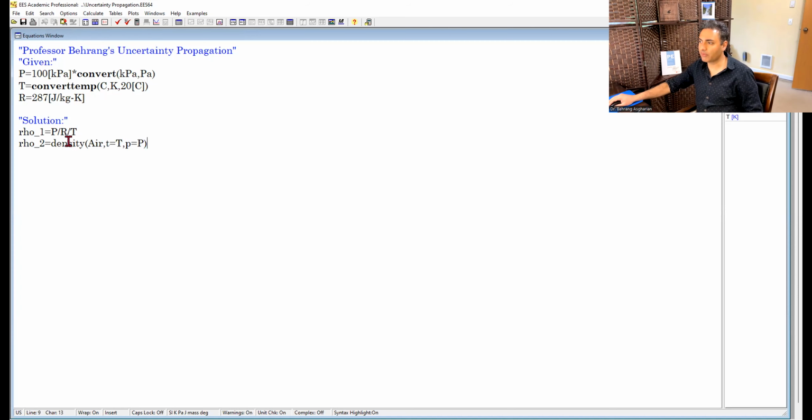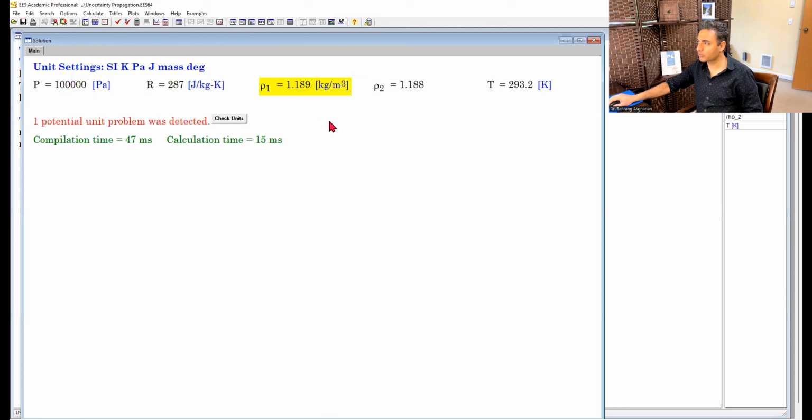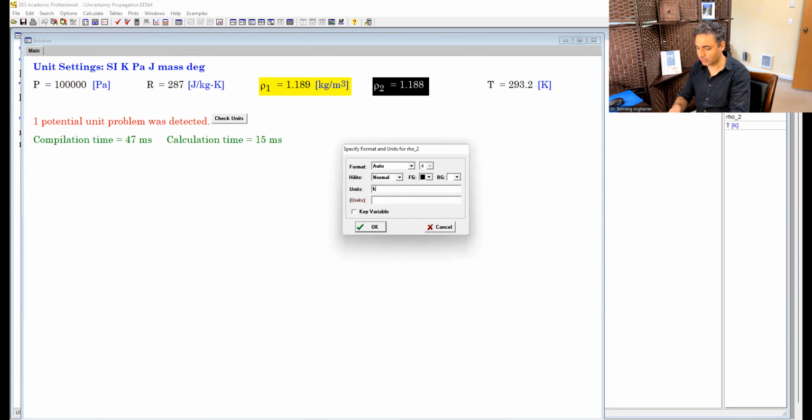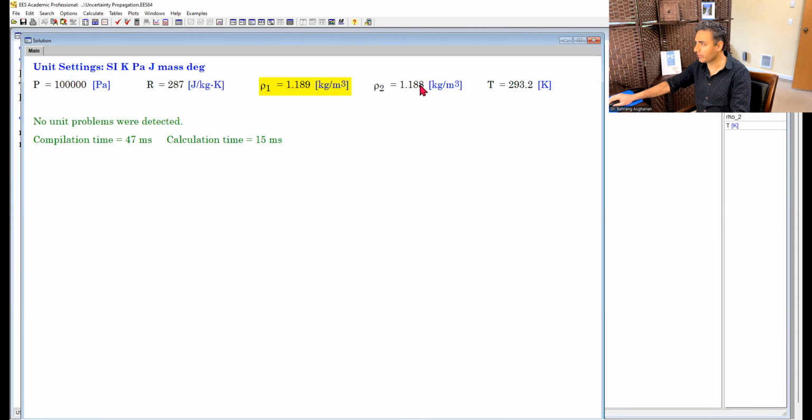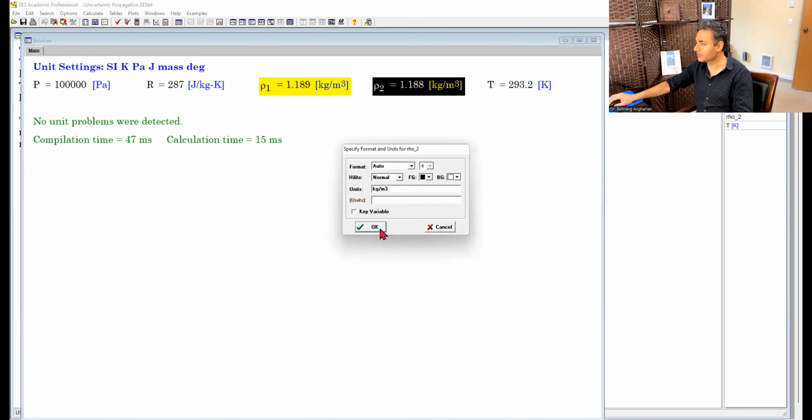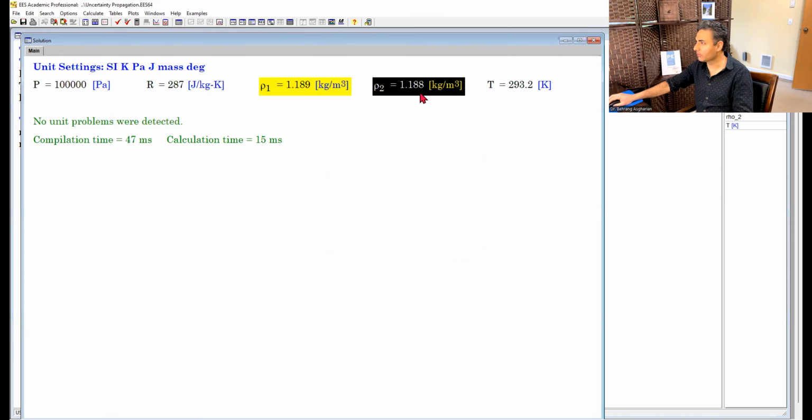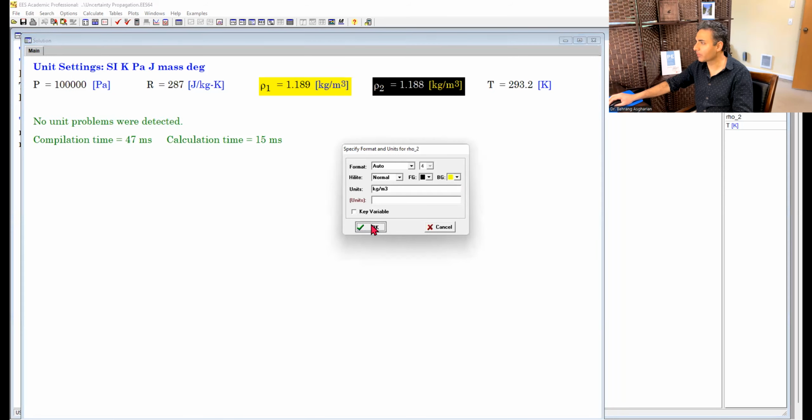And what would be the value? So it's going to use the ideal gas law. We should get the same value, and we got the same value. These two values are essentially the same, kilograms per meters cubed. This is 1.188, which is the same as 1.189. They're the same pretty much. So that's the value that is calculated using the model that it has, right?